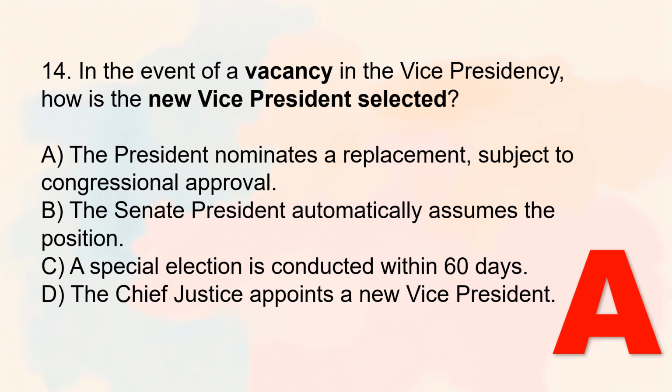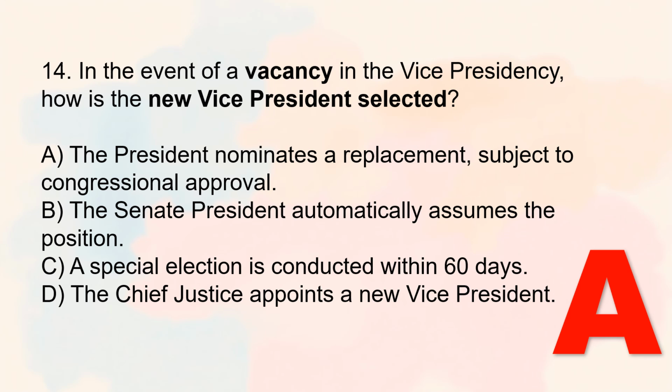The correct answer is letter A. Under Article 7, Section 9 of the 1987 Constitution, when the vice presidency becomes vacant, the president shall nominate a replacement, who must then be confirmed by a majority vote of both houses of Congress voting separately. Letter A is the best answer.